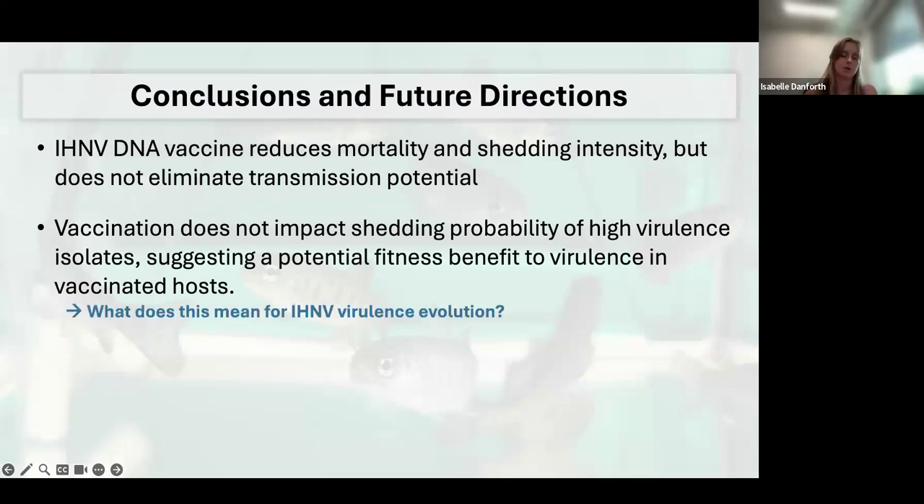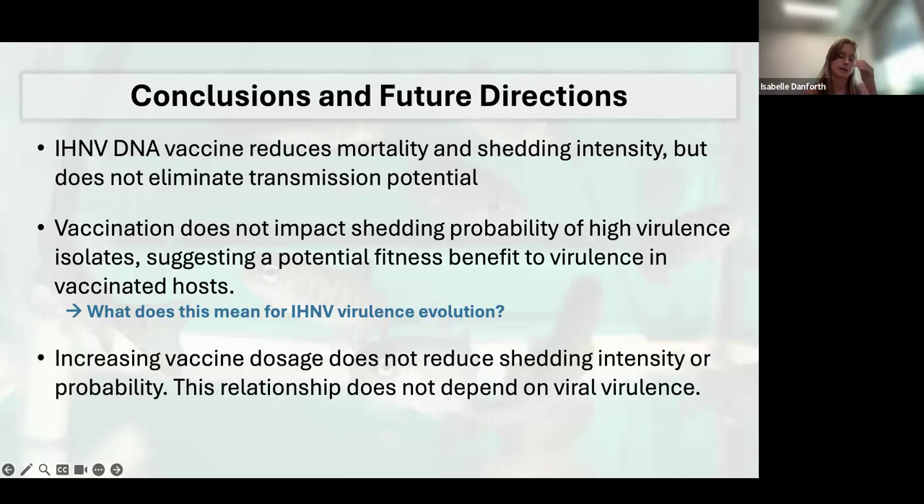But like I said, I think we don't really know what this means yet in terms of IHNV virulence evolution and what that will look like in the future. I have a couple of experiments in the works at the moment that I think will get at that more directly, and I'm happy to talk about those later. But at the moment, I think that is still kind of an unclear area for us.